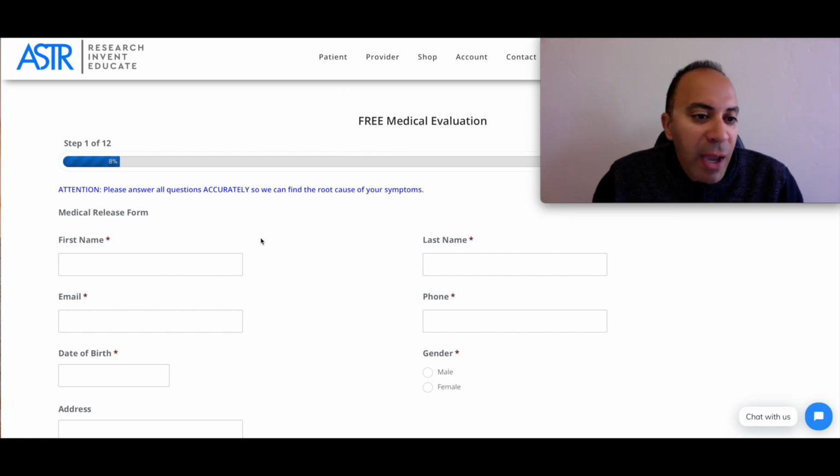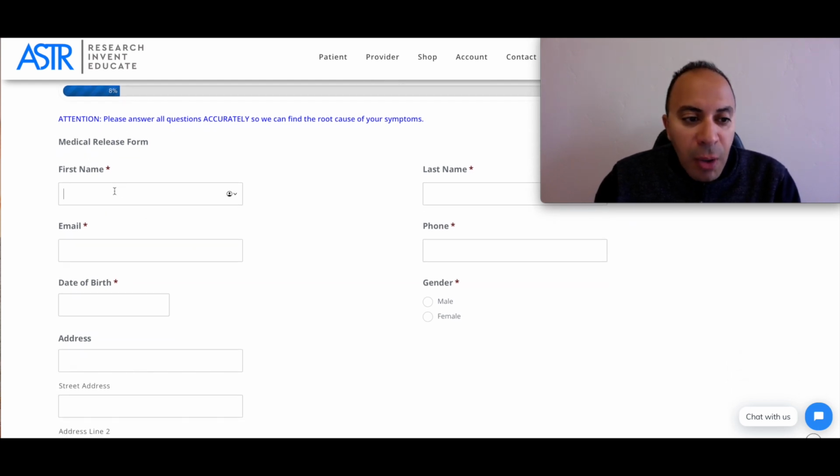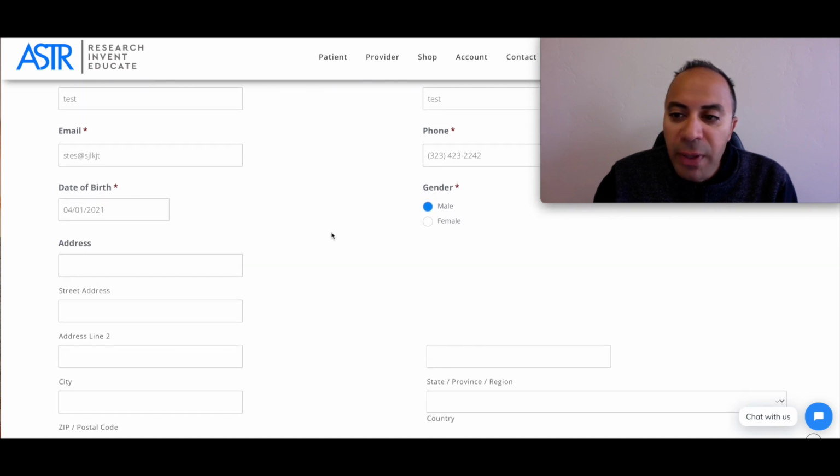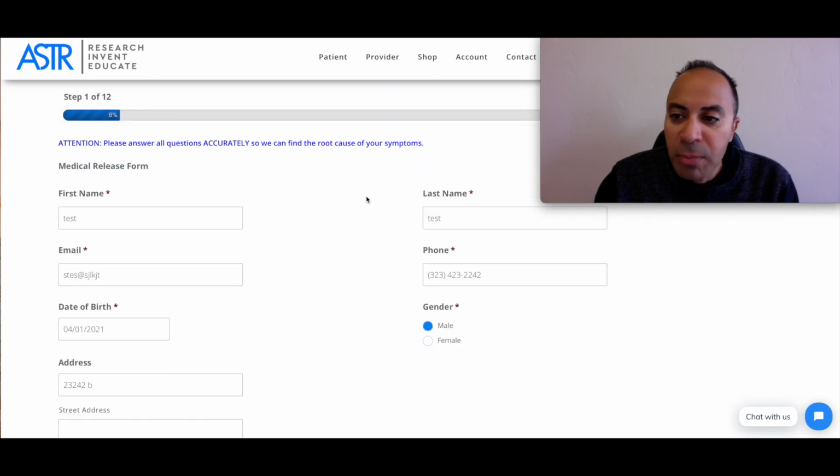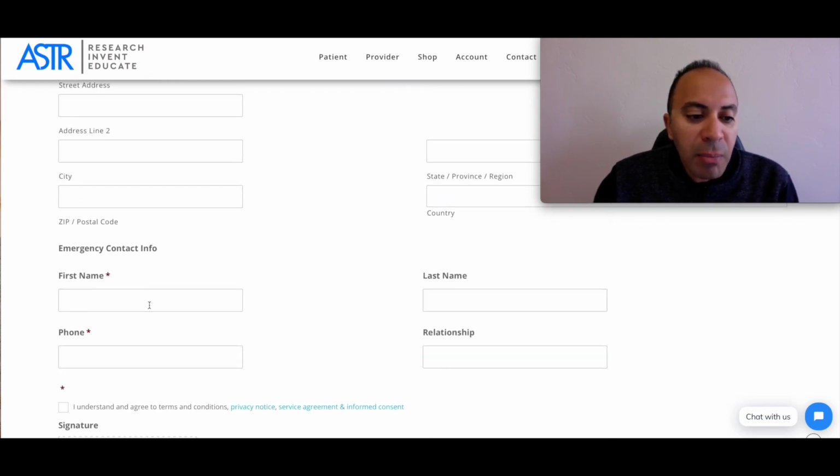It literally takes 5 minutes to finish this form, and immediately after you finish it, you will see the result. So I'm just going to go quickly over the form to show you how simple it can be to fill out. The first page is similar to the page that you fill out when you go see your medical doctor. It's just a medical release form in case you have an emergency or something like that.